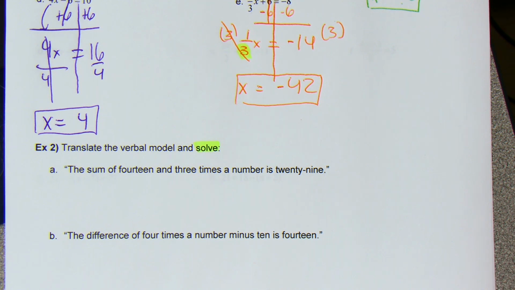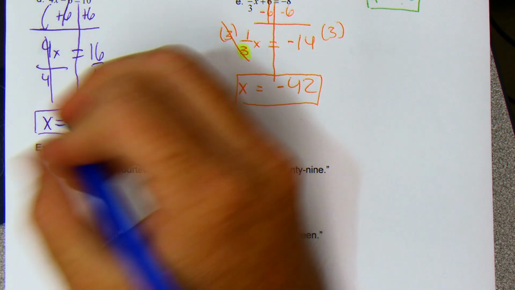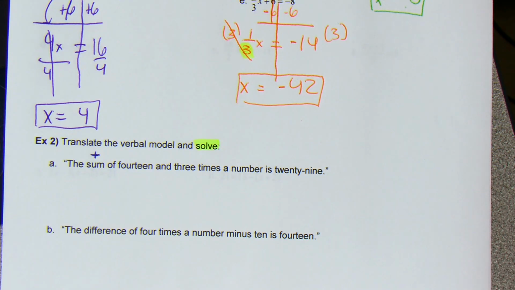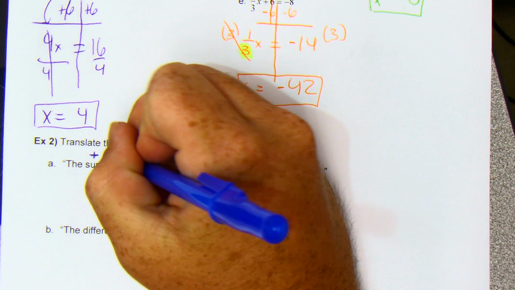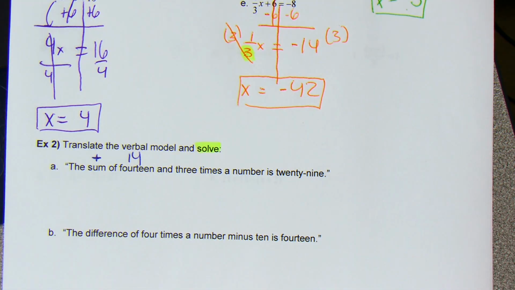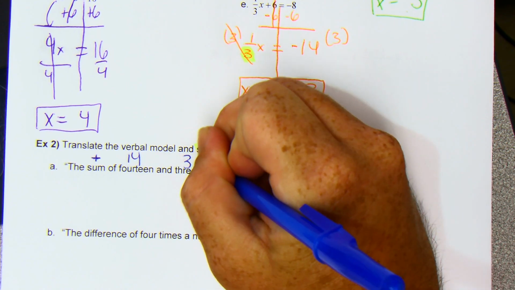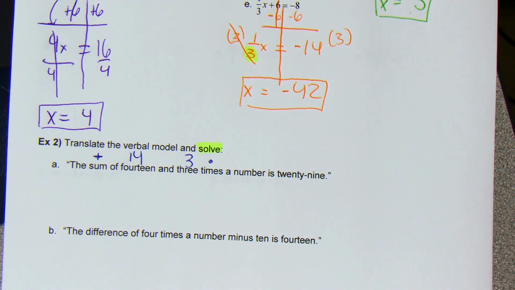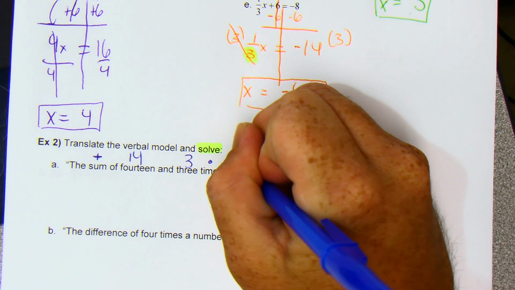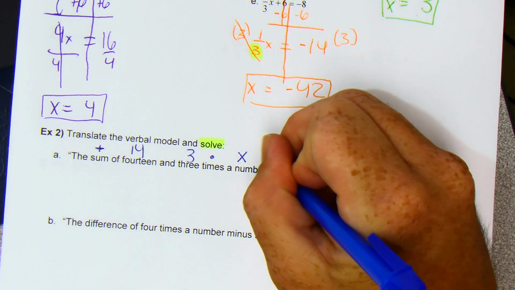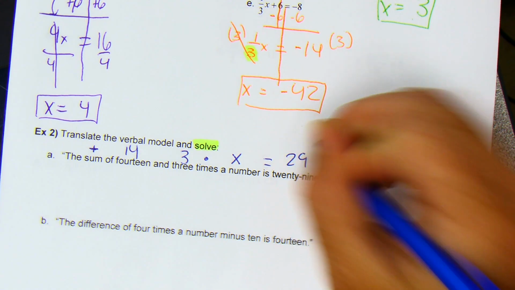So it says the sum. So if we remember, the word sum means addition. Okay, if we didn't know that, we could look it up, or we could go back to that sheet that was our first day. The word sum means addition of 14 and 3 times is multiplication. So I'm going to put my dot. A number, I'll use x for this one, is, remember, is always my equals sign, 29.